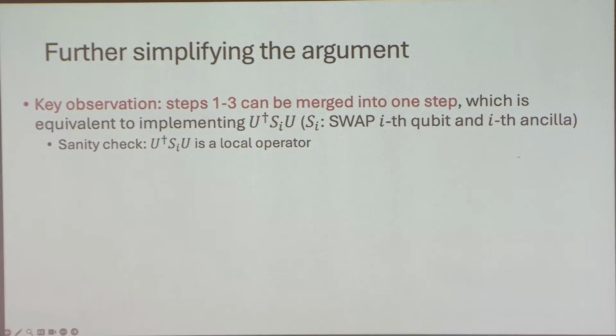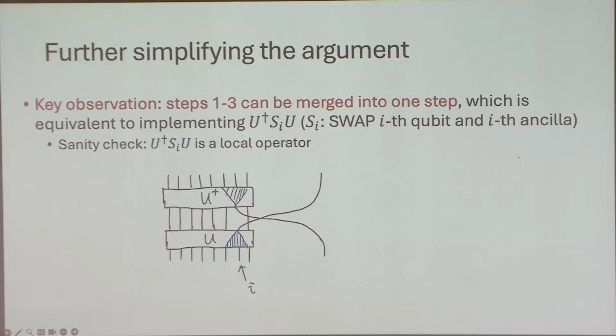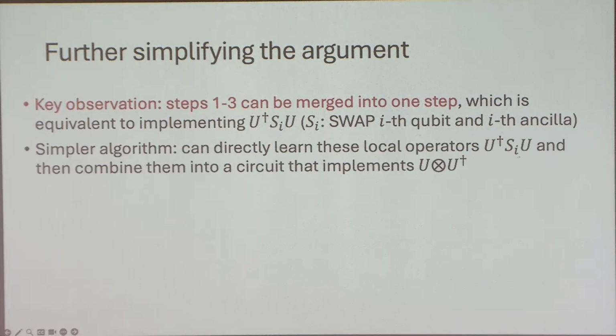Well, that's very easy to see, right? Because U dagger SIU looks like this, and everything cancels out except the blue region. So indeed, U dagger SIU is a local operator. So now I claim that there is a simpler algorithm. We can just directly learn these operators, U dagger SIU, without going through the local inversion. And then we can directly combine them into a circuit that implements the same thing, U tensor U dagger.